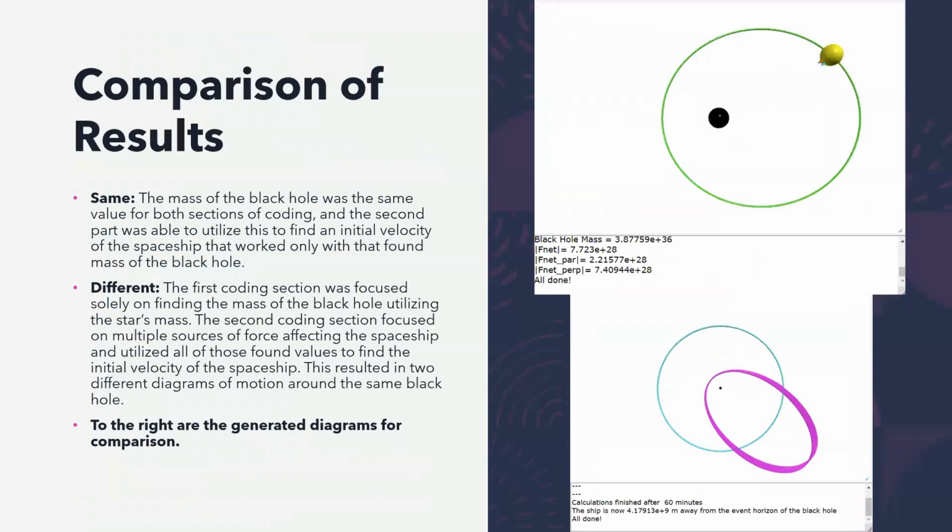Comparison of the results: the mass of the black hole was the same value for both sections of coding, and the second part was able to utilize this to find an initial velocity of the spaceship that worked only with that found mass of the black hole. Different: the first code section only focused on finding the mass of the black hole, and the second section focused on finding multiple sources of force affecting the spaceship and utilized all those found values to find the initial velocity of the spaceship. This resulted in 2 different diagrams of motion around the same black hole, which are shown to the right.